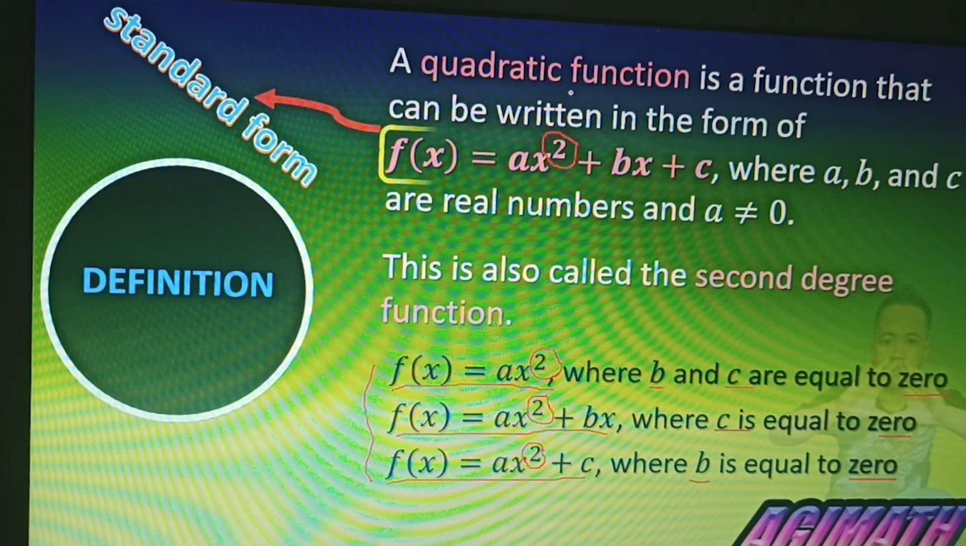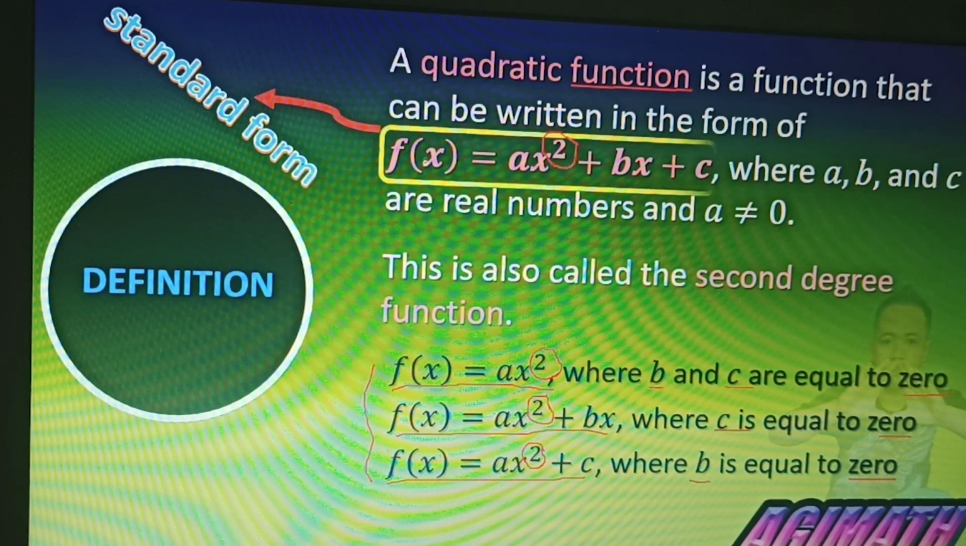Now, let us proceed to the second term, function. In mathematics, function indicates dependence. What does it mean? When we say dependence, f of x is dependent on our input values of x. Anytime we change the value of x, the value of f of x also changes because it is just dependent on the value of x. That's what it means to be a function.